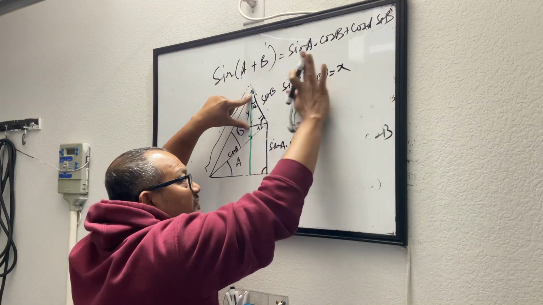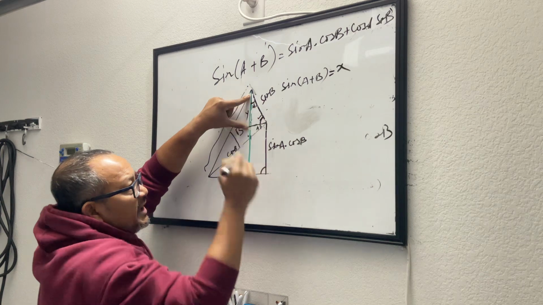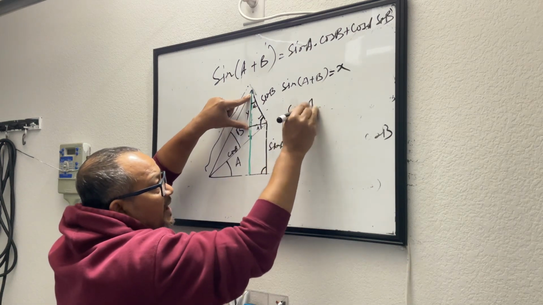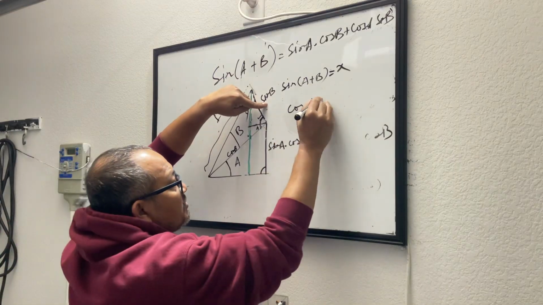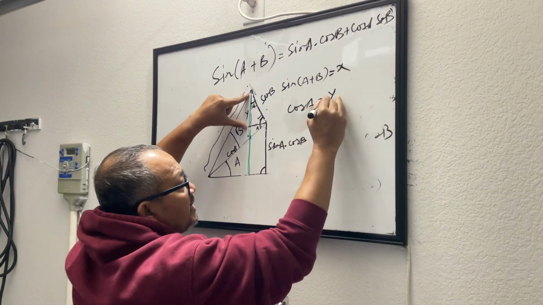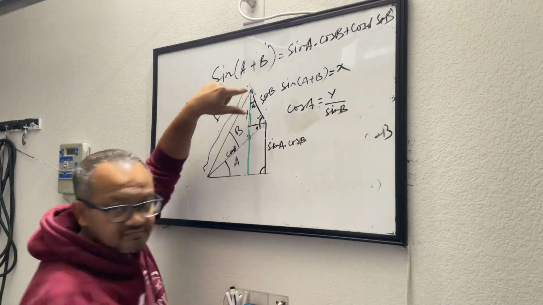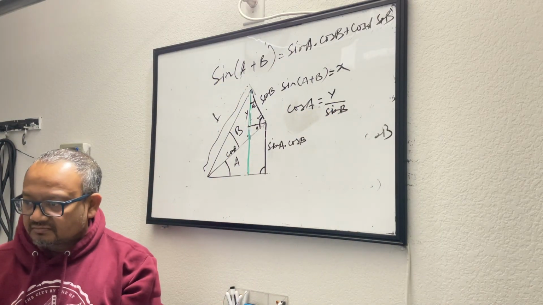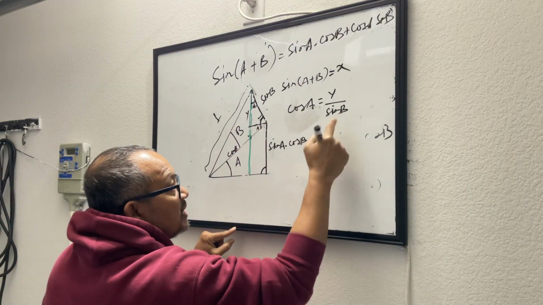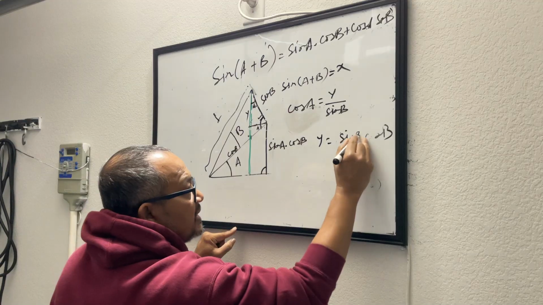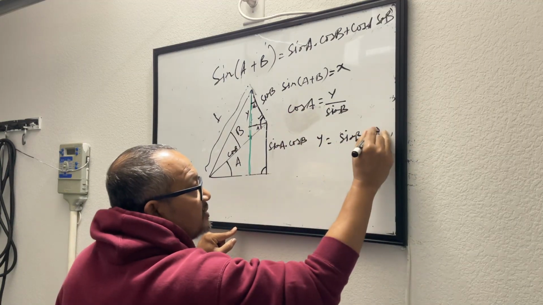Now let me write it the other way around so that it doesn't bother you. If I have this angle A known to me, cos of A would be the adjacent side over hypotenuse, which will be equal to the adjacent side, which is y, over the hypotenuse, which is sine of b. That means this y is equal to sine of b times cos of a.